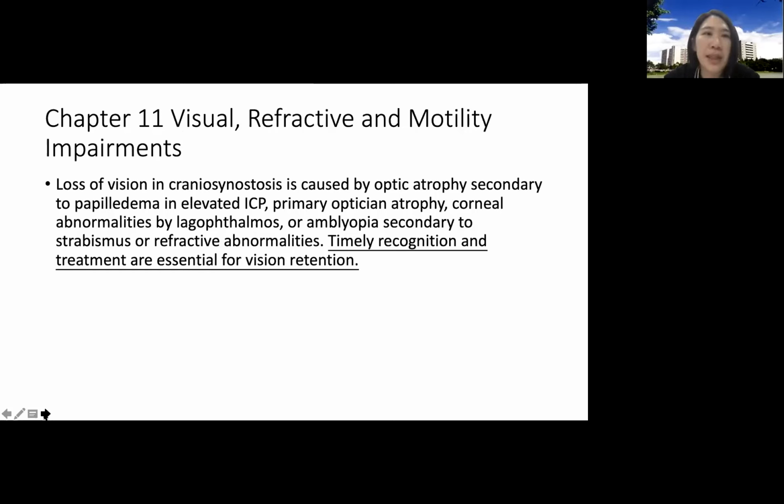So chapter 11 is talking about the visual, refractory, and motility impairment. Loss of vision in craniosynostosis is caused by optic atrophy secondary to papilledema in elevated ICP, primary optic atrophy, corneal abnormalities by exophthalmos, or amblyopia secondary to strabismus or refractive abnormality. So you should recognize that, and treatments are essential for vision retention.